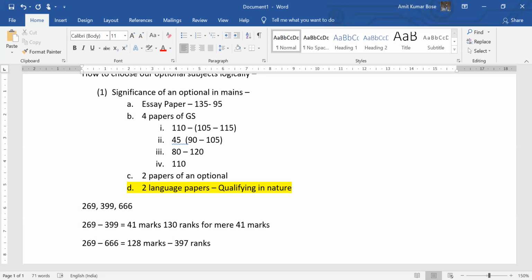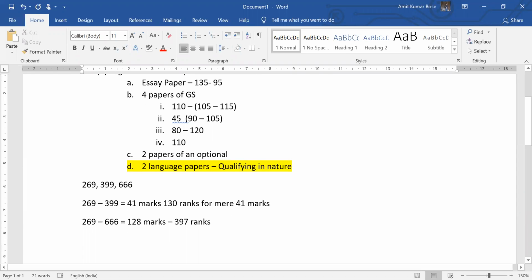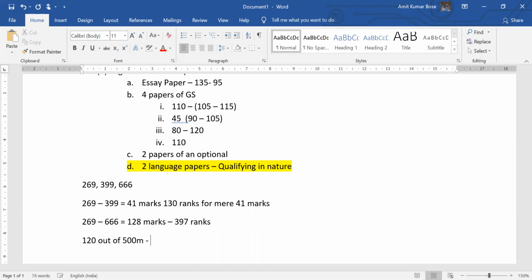Here, every mark counts, right? And in such an examination where we are facing such cutthroat competition, what is the primary tool to score high, especially in mains? That primary tool is the optional papers. The 2 papers of the optional, where we have seen quite often that in certain optionals, including both papers, paper 1 and paper 2 of the optional, out of 500, a person scores 120. And we have also seen a person score something around 310 out of 500.